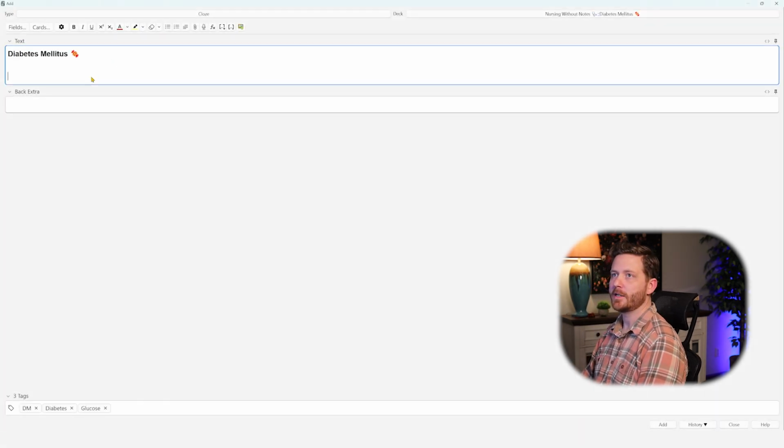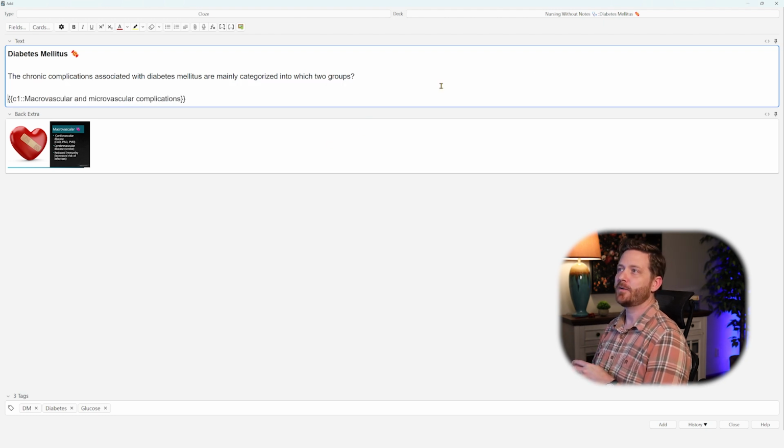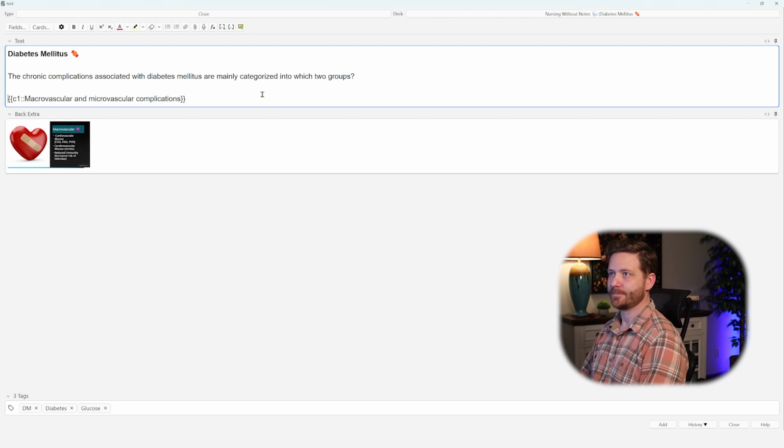Jumping back over to Anki. So this card here, we probably could do without because we're going to know there's macro and micro, but it can be a really quick card, and if you don't end up using it, just suspend it, but I'm going to add this in here. The chronic complications associated with diabetes mellitus are mainly categorized into which two groups? Macro and microvascular complications. So I'm going to add that in there.